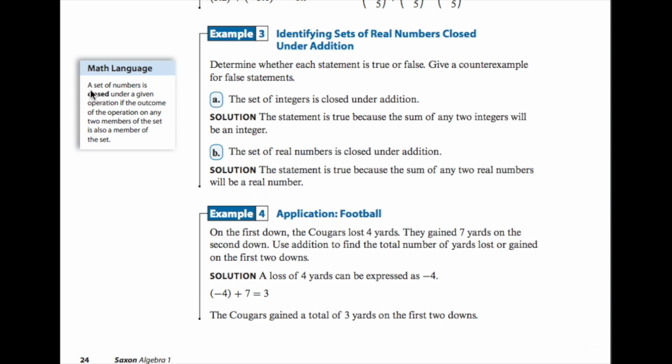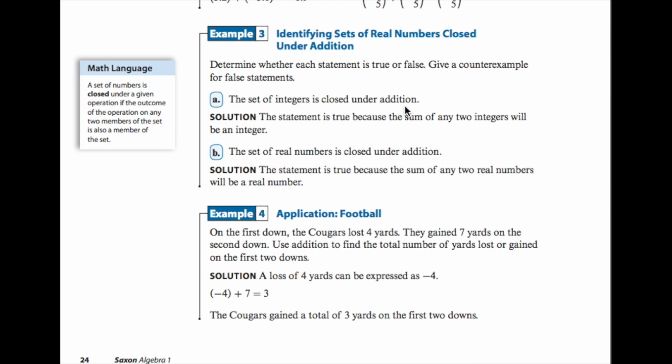In example 3, it asks you to identify sets of real numbers closed under addition. Again, something is a closed set if the numbers themselves in the beginning of the expression are the same as what would be in the solution to the expression. So this asks us to determine whether each statement is true or false. Give a counterexample.